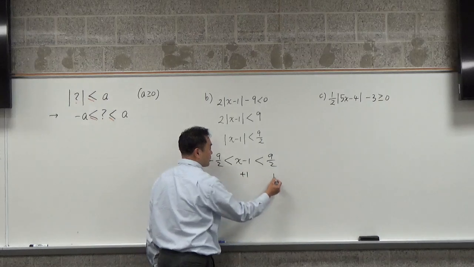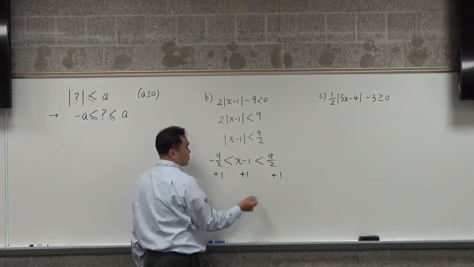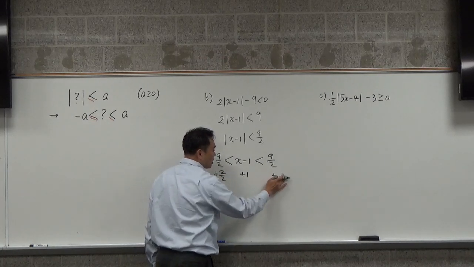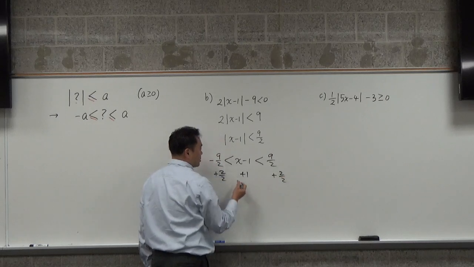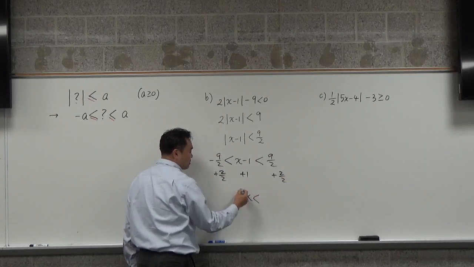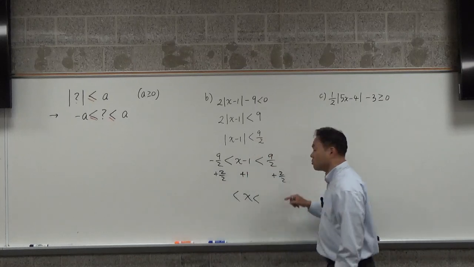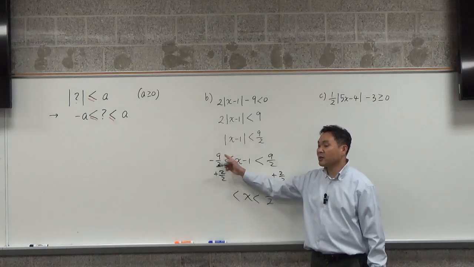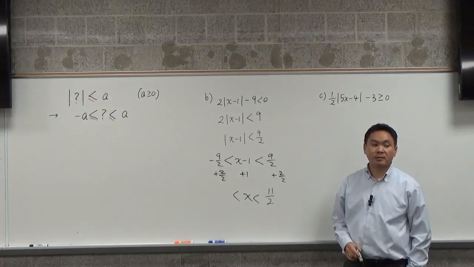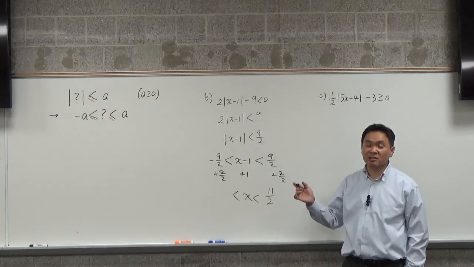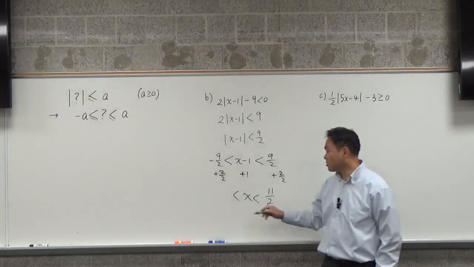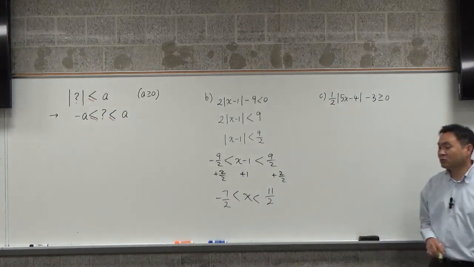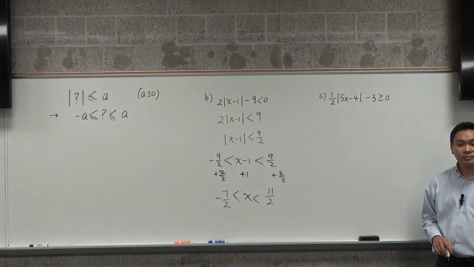How do we solve it? We add 1 everywhere. And when you add 1, think of 1 as 2 over 2 so that it's easier to calculate with the fractions. So that makes x between 9 over 2 plus 2 over 2, which is 11 over 2, right? What's 2 minus 9? -7. Think of it as 9 minus 2 and then put a minus sign. So it's -7 over 2. And x is between -7 over 2 and 11 over 2. Okay?